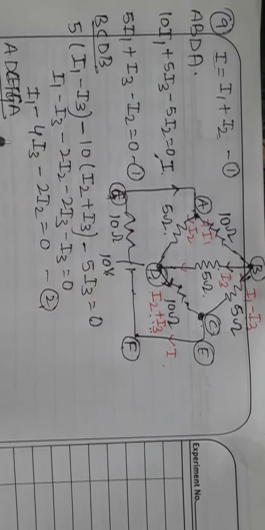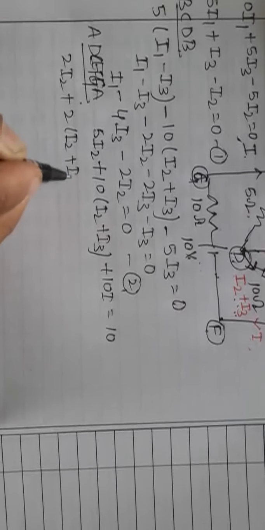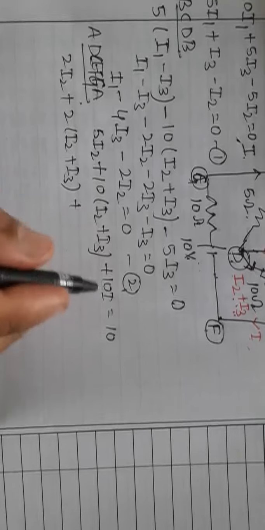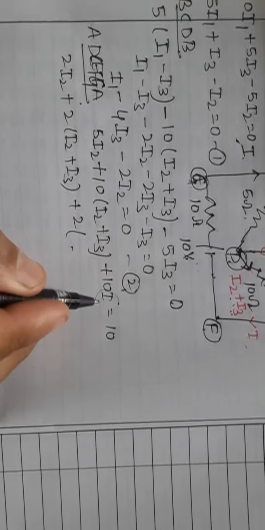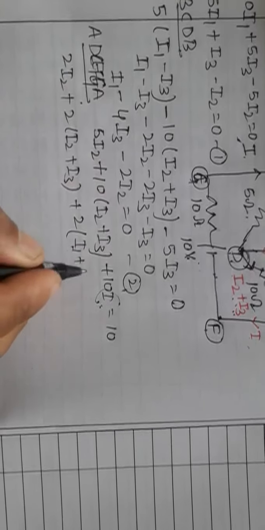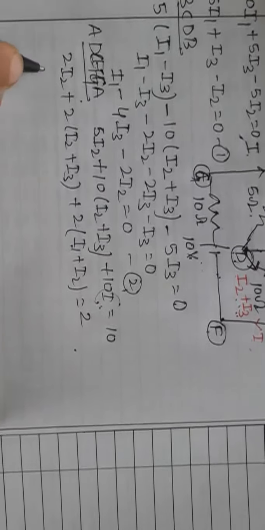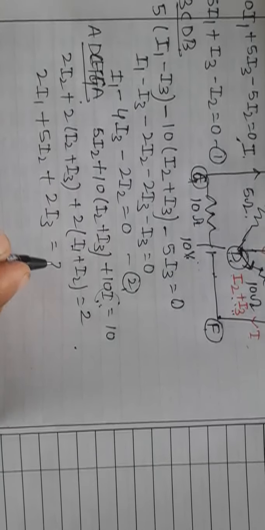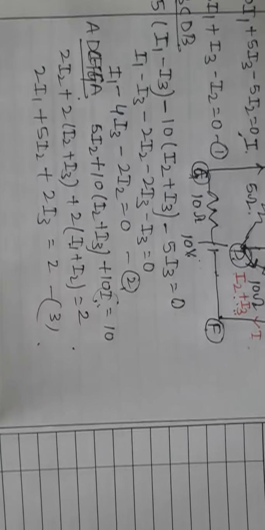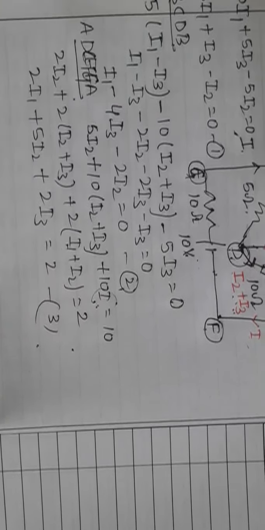Divided by 5 again, I get 2 I2 plus 2 I2 plus I3 plus 2 I. What is the value of I? The value of I I have written as I1 plus I2. Substitute that value, divided by 5 to 10. After solving, I get 2 I1 plus 5 I2 plus twice of I3 equal to 2, equation number 3. Let us now solve equations number 1, 2 and 3.